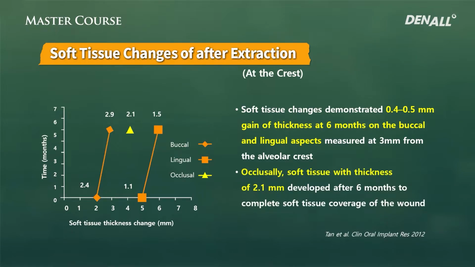One more important thing is the thickness of soft tissue on the occlusal surface, where we plan to place an implant. The thickness is about 2.1 millimeters after 6 months. What does that mean? In another lecture, I talked about biologic width dimension around an implant. When it comes to an implant, biologic width is about 3.5 to 4 millimeters in thickness. After extraction, the thickness on the occlusal surface is 2.1 millimeters.